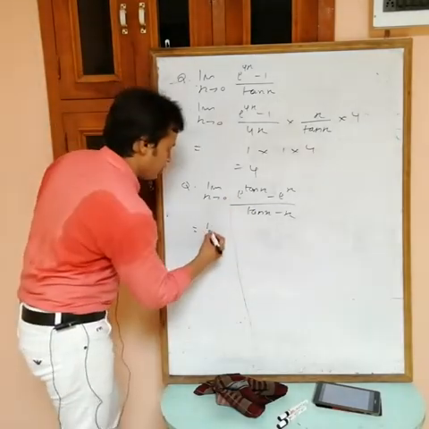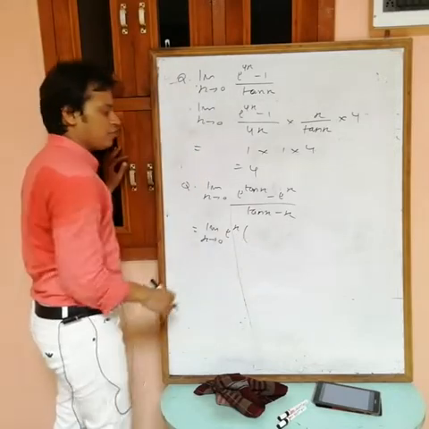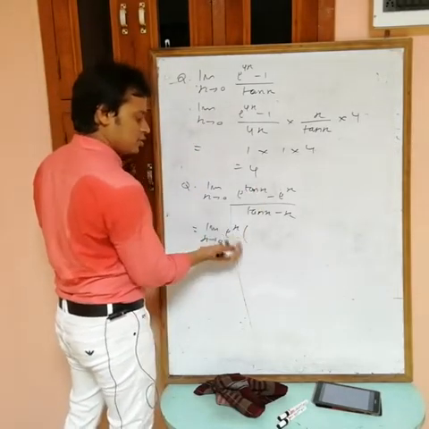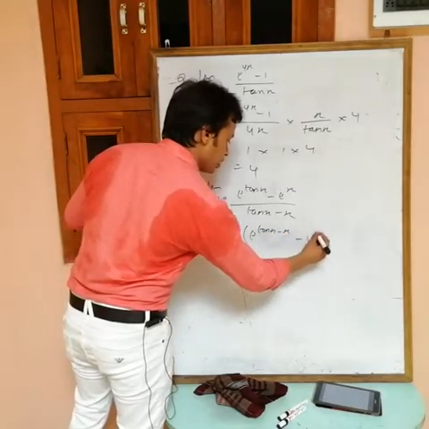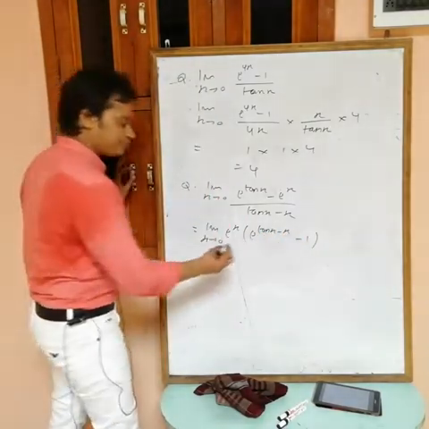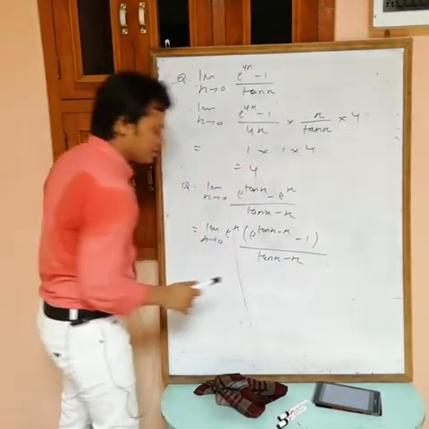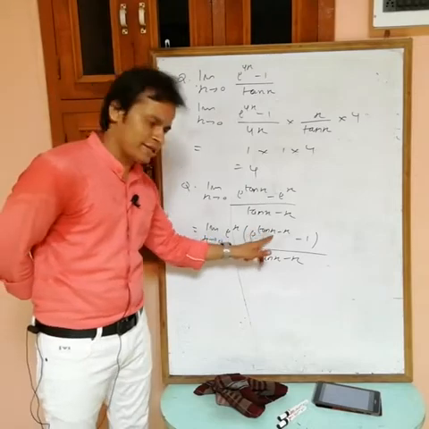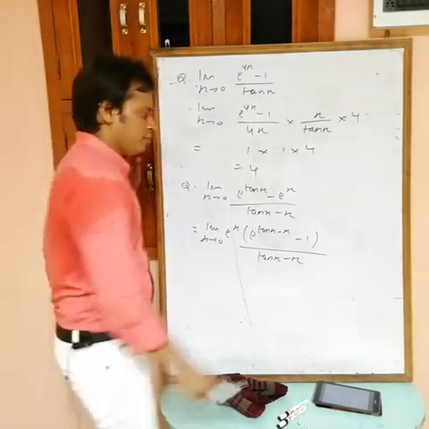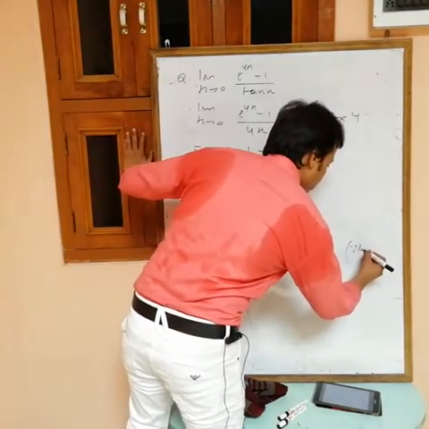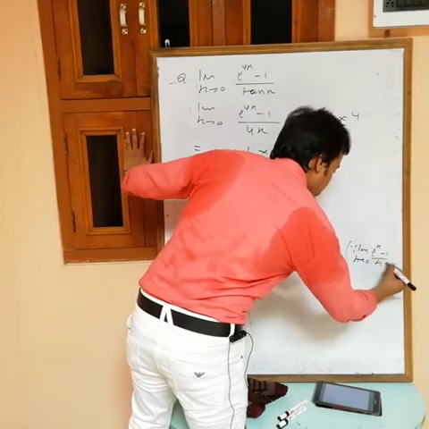So limit x tending to 0, I have to take e^x common. If you take e^x common, then this one by this one is e^(tan x - x) - 1, and in the denominator we have tan x - x. Now see, this is like (e^x - 1)/x, which equals 1. We know that limit x tending to 0 of (e^x - 1)/x is equal to 1.